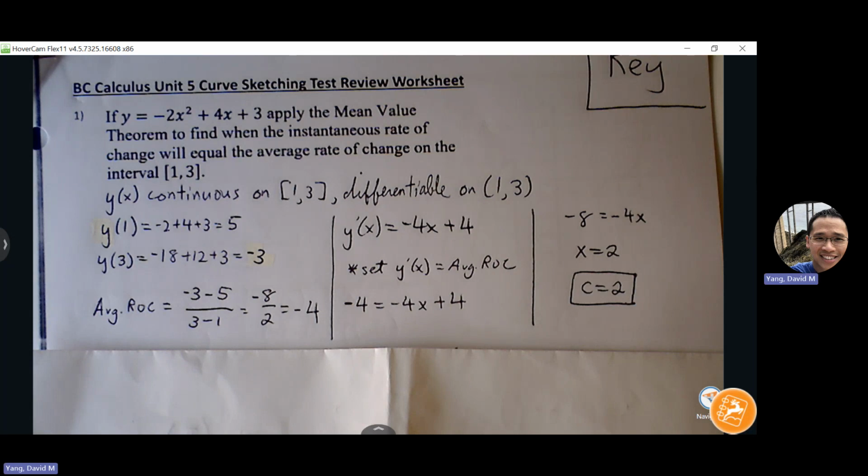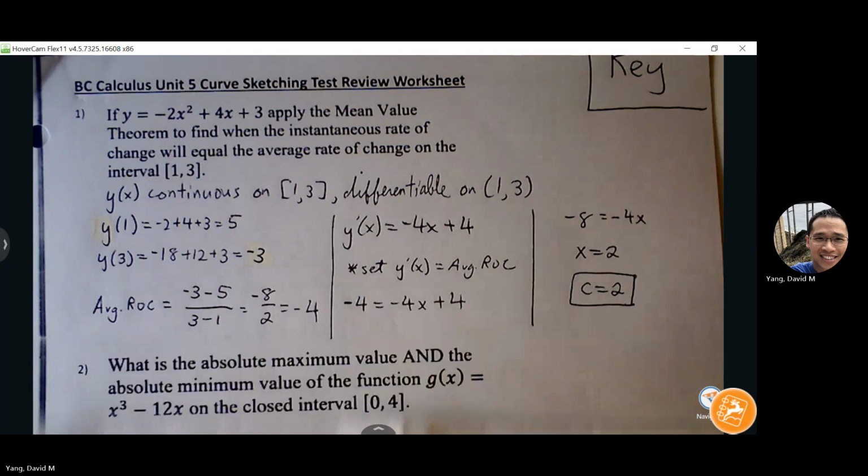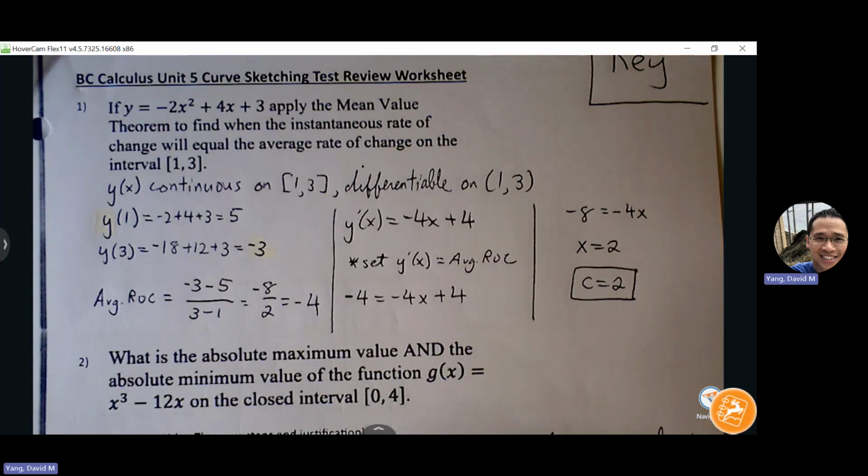Questions about the steps from email? Number two, you're going to apply extreme value theorem. But make sure you identify your condition. The only condition for extreme value theorem is the continuity portion.